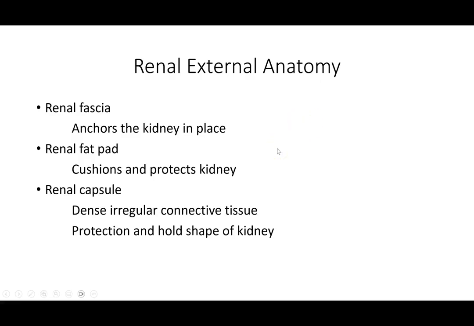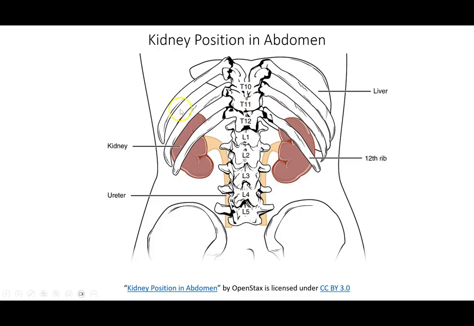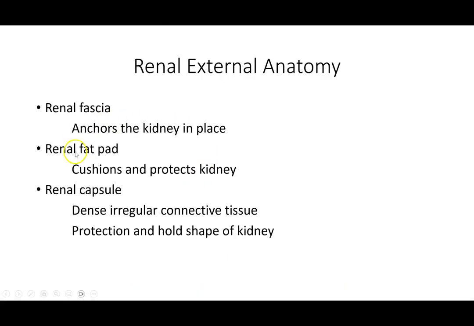So externally, the kidney, or renal, external anatomy. Renal means kidney. First we have the renal fascia. This is connective tissue that's going to anchor the kidneys in place within the body. So it's just some connective tissue sitting around here, making sure that they stay in that approximate placement. Then we have the renal fat pad to help cushion and protect them. And then the renal capsule, which we did learn in lab already. This is, again, connective tissue to help further protect and hold the shape of the kidneys.